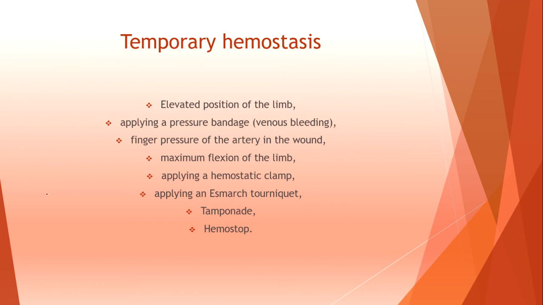So temporary hemostasis: elevated position of the limb, applying a pressure bandage if we have venous bleeding, finger pressure of the artery in the wound, maximum flexion of the limb, applying a hemostatic clamp, applying an Esmarch tourniquet, tamponade, or using Hemostop. Hemostop is a military technology. It's a chemical compound which contains chitin. If we add it to the wound, it grows in volume and it tamponades the wound. You can watch more materials about Hemostop on YouTube if you search for it.